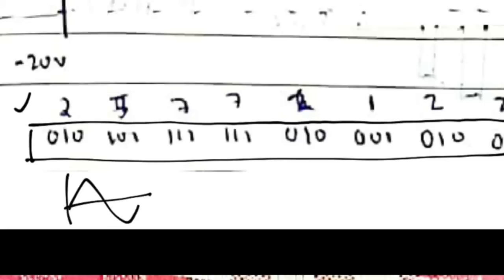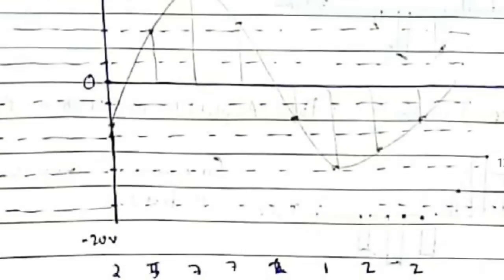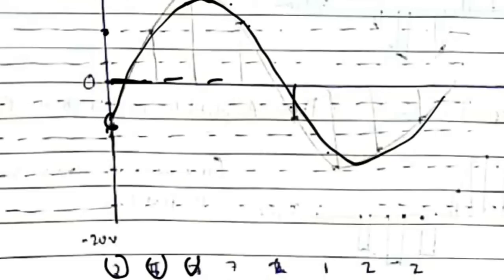So for that, for each binary value, I'll get the decimal value here, and I know the sampling time. So for each of the sampling times, I'll mark the points which are first 2, then 5, then 7, and so on. For each interval I'll mark the points, and I'll join the points to get the analog signal. Okay, so that's what we do in decoding.